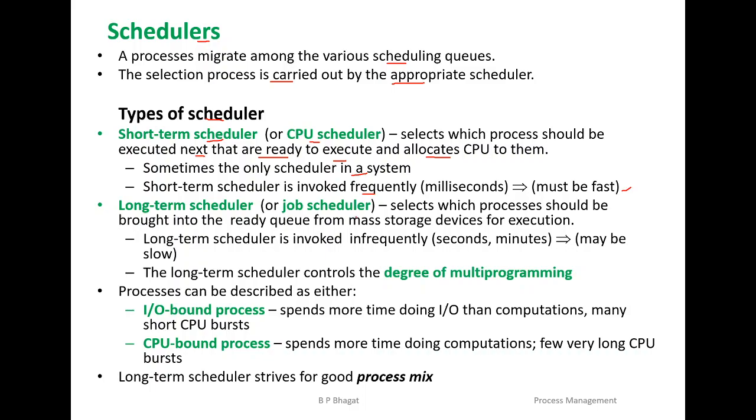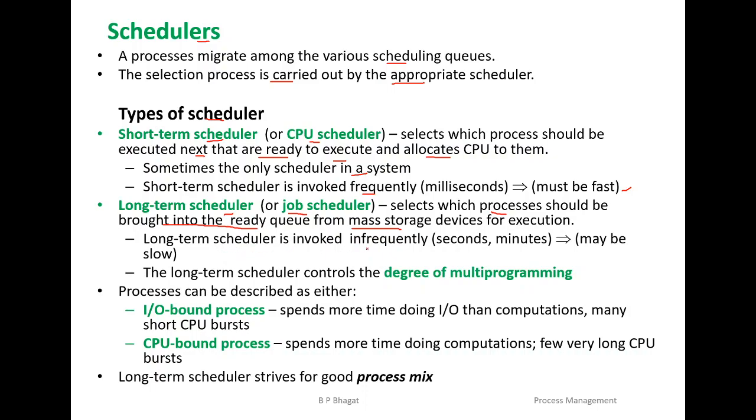Another type of scheduler is the long-term scheduler. We also call it the job scheduler. It selects which processes should be brought into the ready queue from the mass storage devices for execution. So whatever processes are available on the secondary storage devices are brought into the main memory, or into the ready queue, for execution.